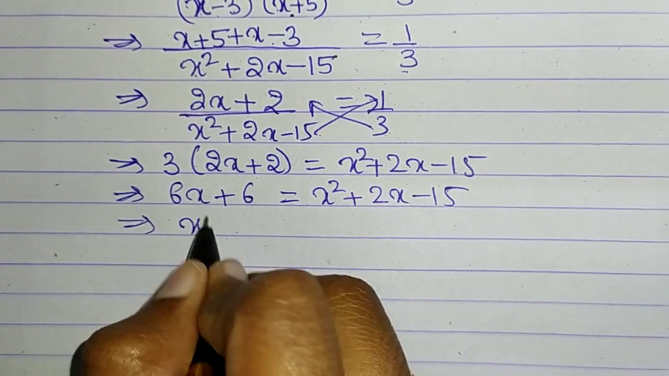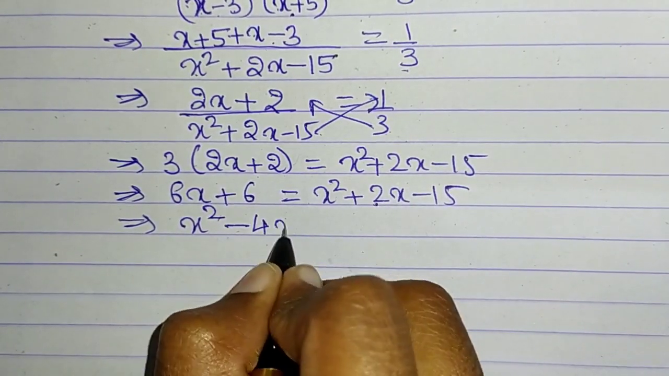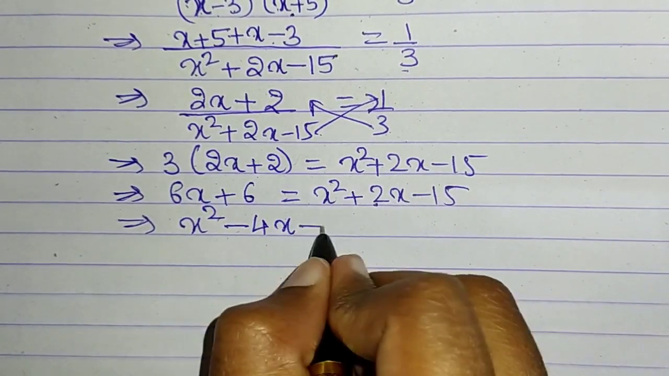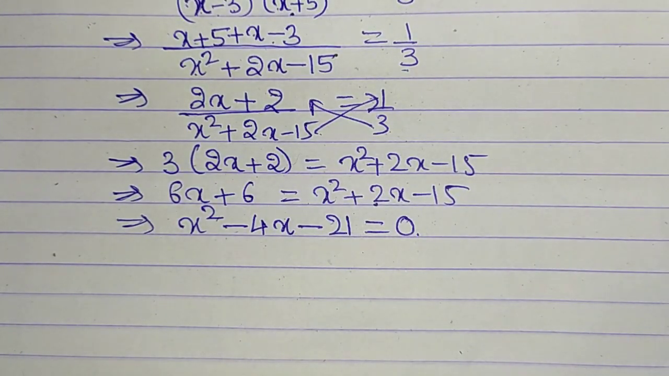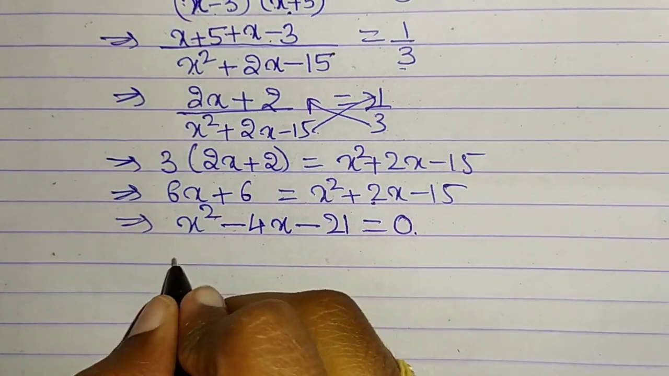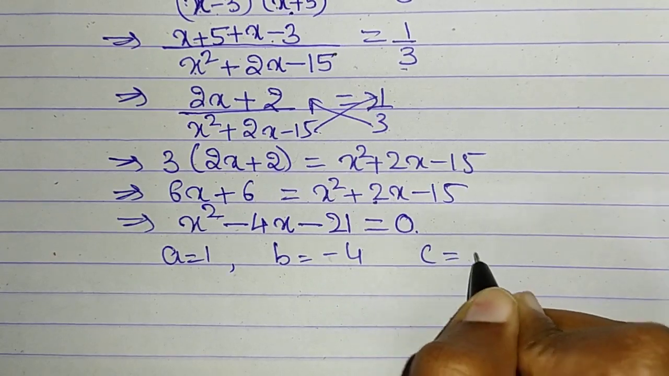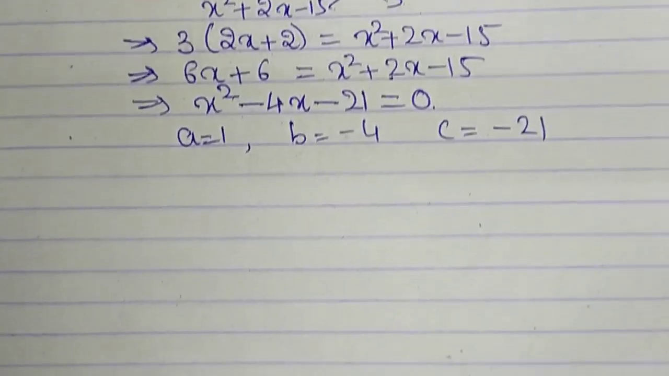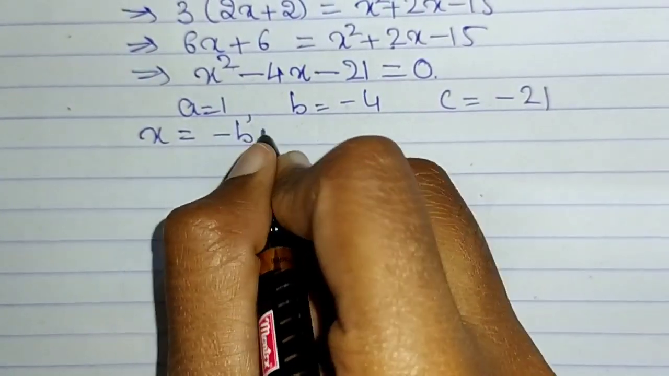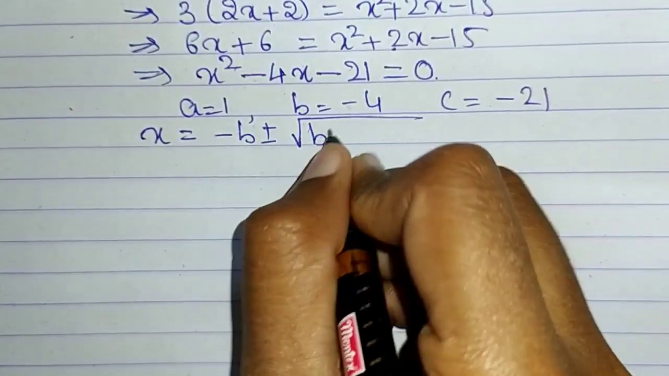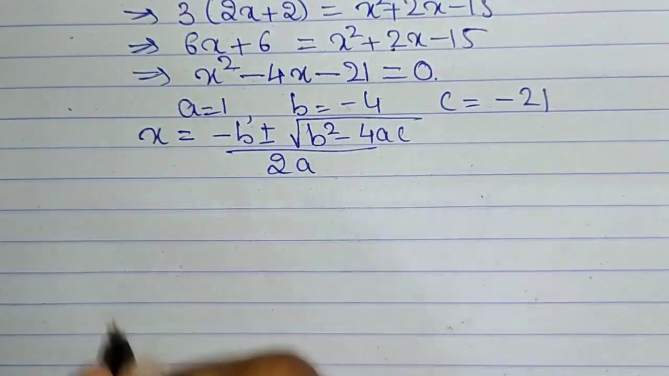On transposing, our equation becomes x square, 2x minus 6x is minus 4x, minus 15 minus 6 is minus 21, equal to 0. So this is the required quadratic equation. Now we have a equal to 1, b equal to minus 4 and c equal to minus 21. Let us put the values in the quadratic formula, that is x is equal to minus b plus or minus under root b square minus 4ac by 2a. This is the quadratic formula.